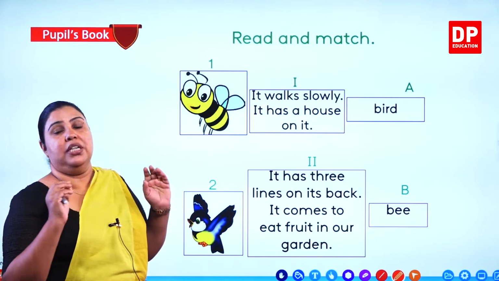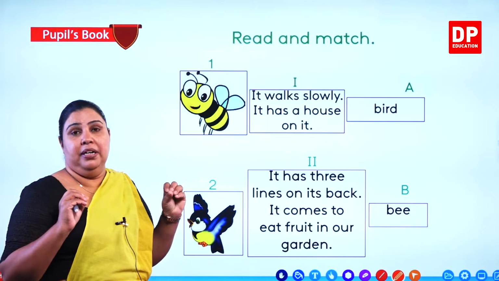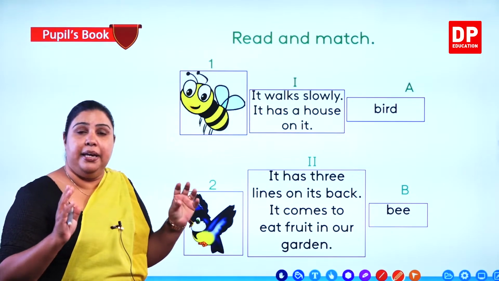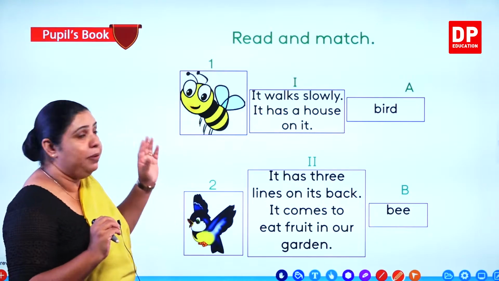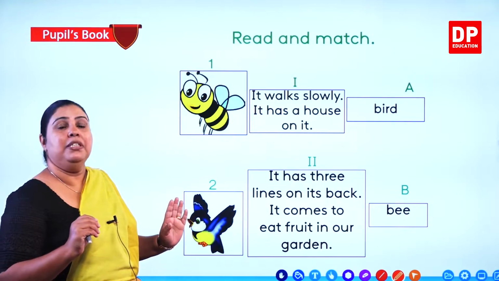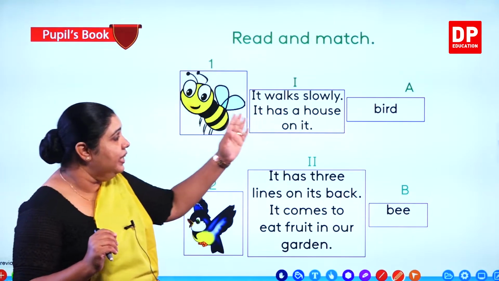We cannot use a ruler and match these pictures with the description and the name of the little animal they have given. There is a picture given, then we have a description. And then we have the name.